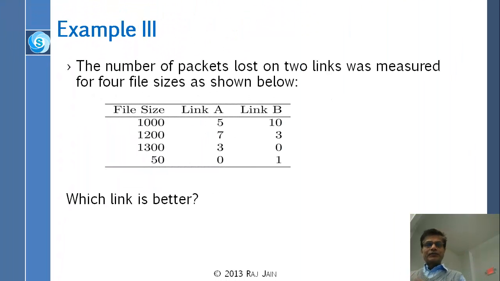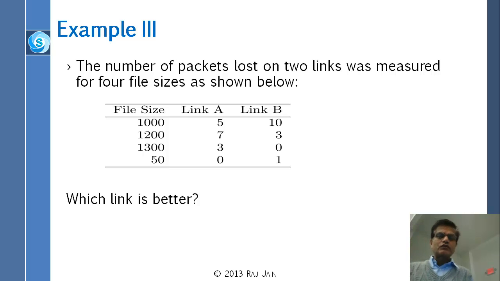Alright? So here is the example. The number of packets lost on 2 links was measured for 4 file sizes. So we took a file of size 1000, and let's call it 1000 megabyte or 1000. Nowadays, in my days it used to be kilobyte. Now it is 1000 megabyte. Or actually, it already says packets. So 1000 packets. We sent 1000 packets, and on the link A, 5 were dropped or lost. On link B, 10 were lost. All right, that is our first workload.